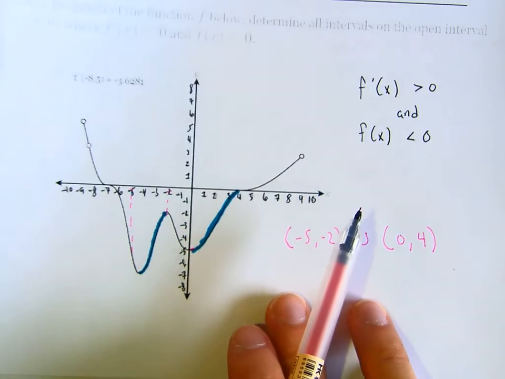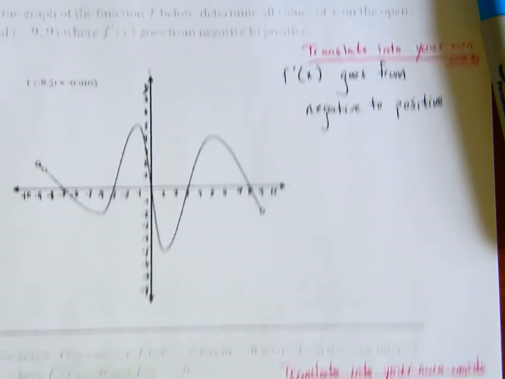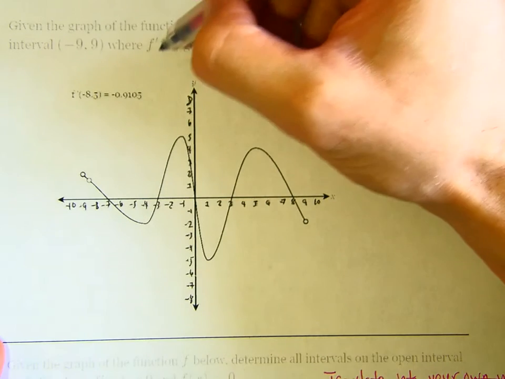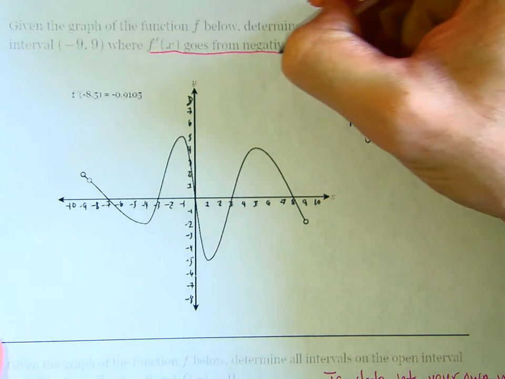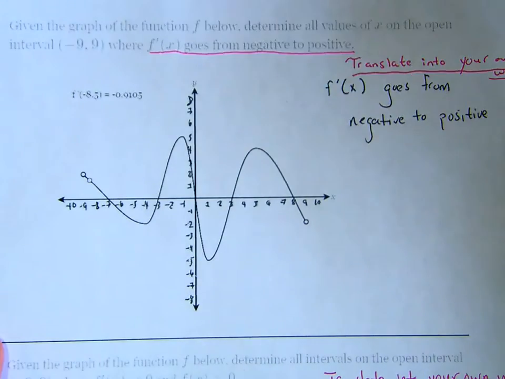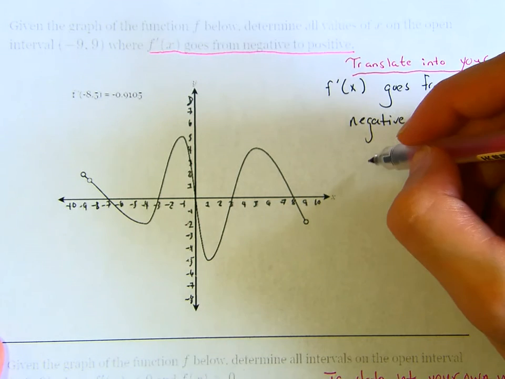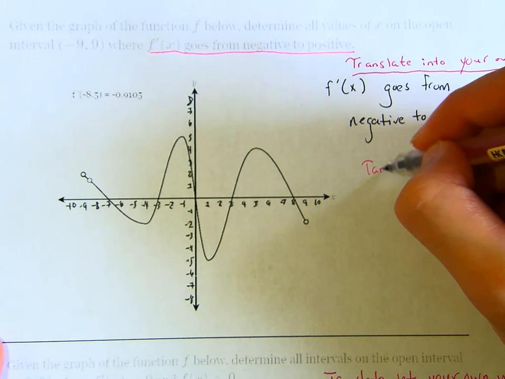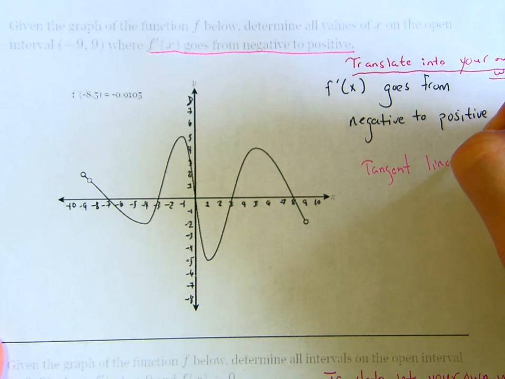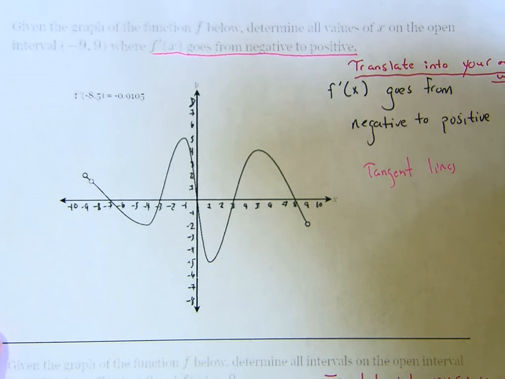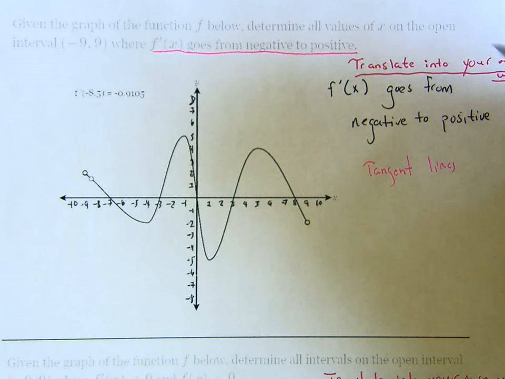Okie dokie. Let's try and look at the next one. Here, what is this question saying? It's saying, when does f prime of x go from negative to positive? How do you translate this in your own words? When f prime of x goes from negative to positive. So this one's not too bad. It's saying when the tangent lines go from negative to positive. So let's take a look over here. Determine where it goes from negative to positive.